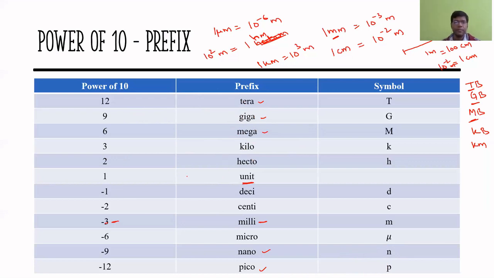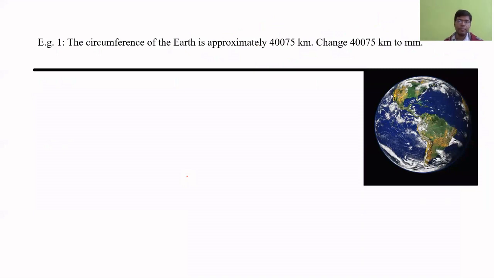Fine. So let's start with a simple problem. Here it says the circumference of the earth is approximately 40075 kilometers. Change this circumference of earth into millimeters. So basically what we are asked is to convert kilometers to millimeters. So 40075 kilometers is the circumference of the earth.